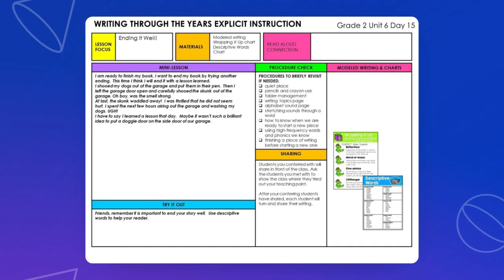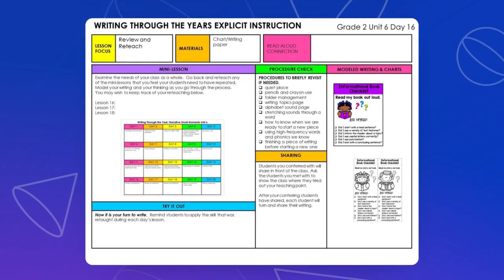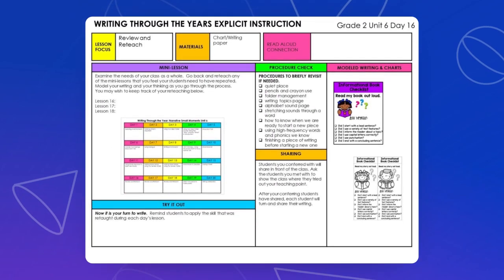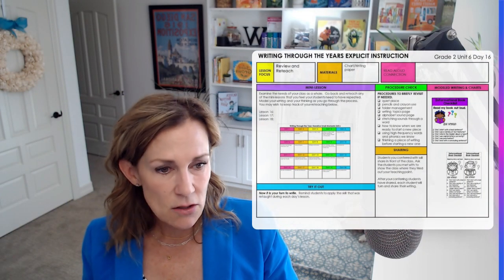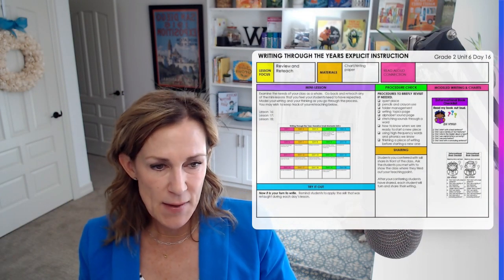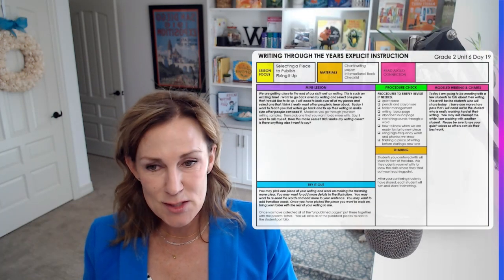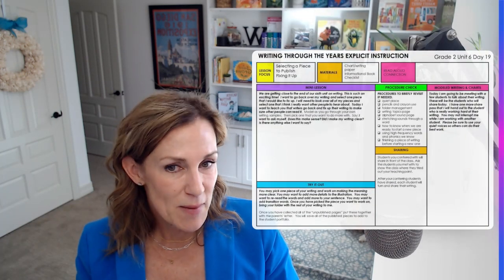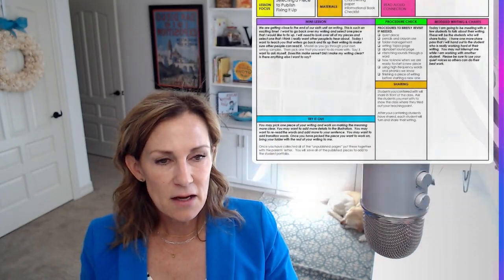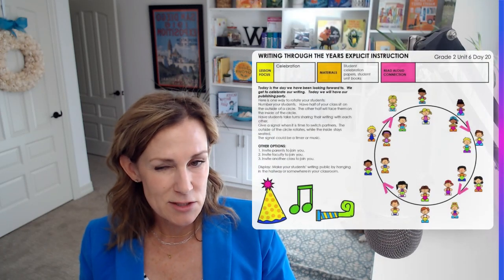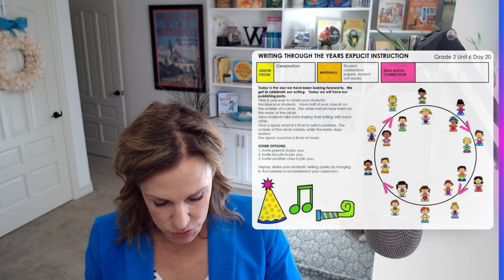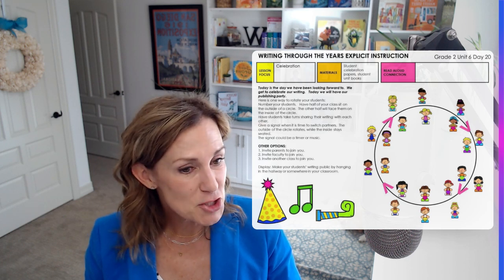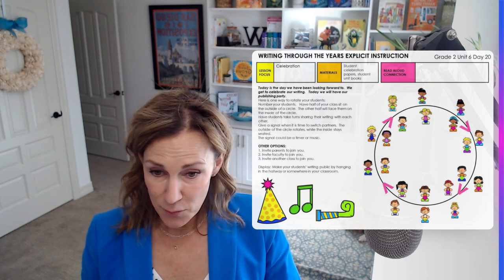Let's see, there's also ways to begin and ways to end, and then your writing checklist. So lessons 16, 17, 18 are all reteaching opportunities. So you have those. Day 19 is about selecting one piece to make it better. I said unit 19, I meant day 19. And then day 20 is about the publishing process. So nothing really different here.